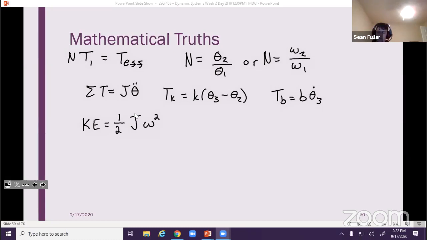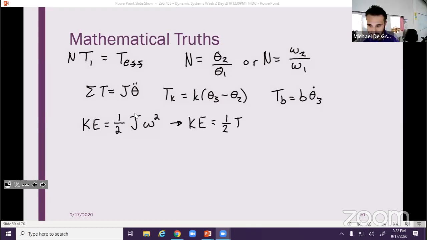So 1/2 J omega squared, but I've got two things in my free body diagram. I've got two J's. So I can write my kinetic energy for this system as 1/2 J1 omega 1 squared plus 1/2 J2 omega 2 squared.